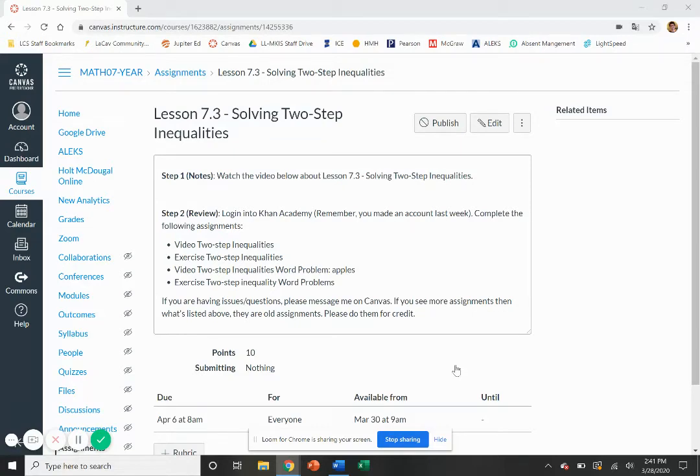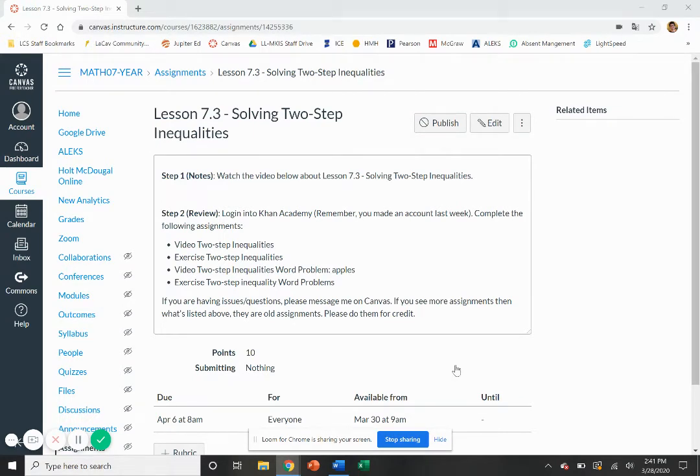Everyone. Today we're doing lesson 7.3, which will be solving two-step inequalities. As you remember, last week we wrote inequalities. Just a few things I want to go over before we get into the notes here. For today, we're doing Khan Academy again. So I've listed the assignments in there.